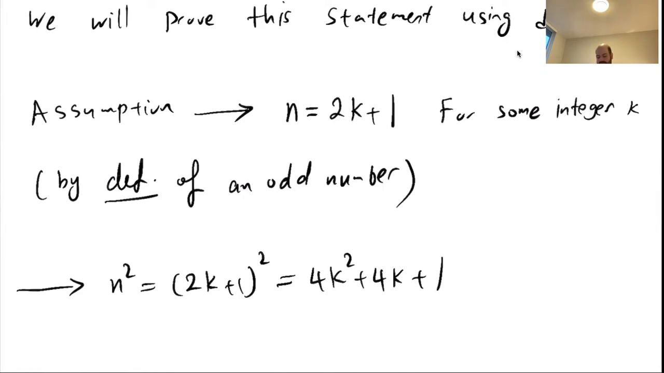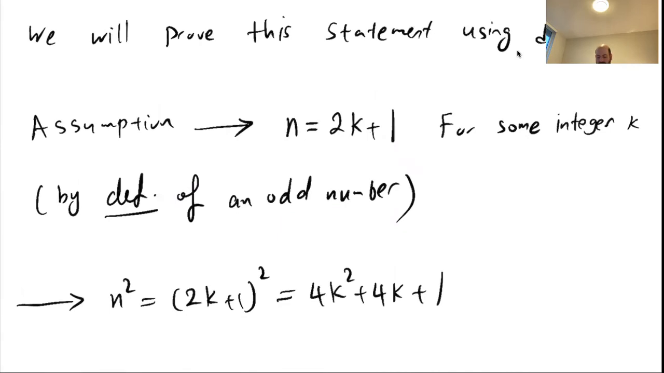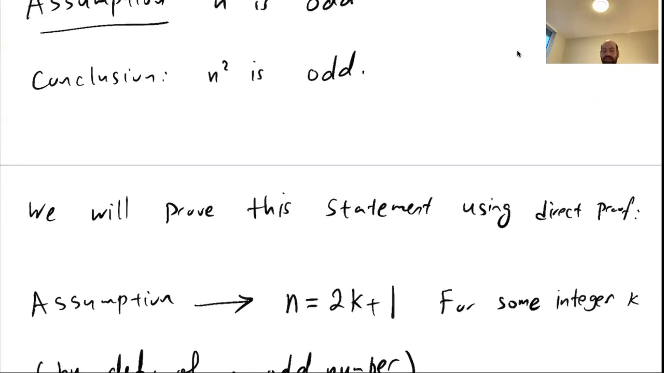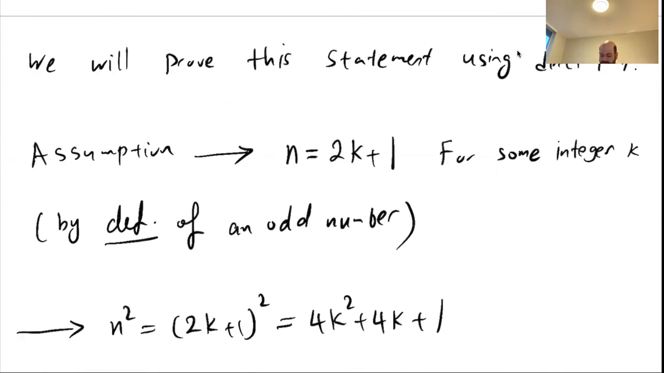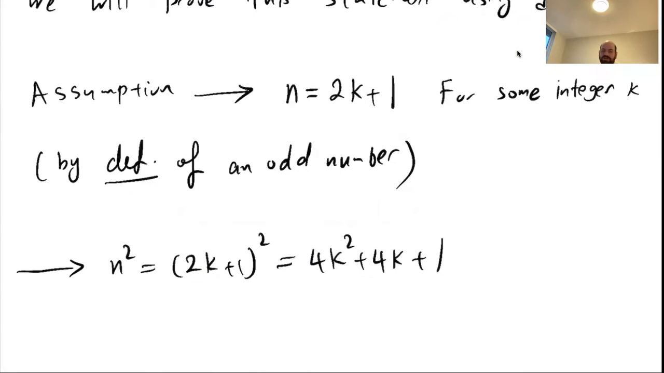2k, the whole squared, is 4k squared. 2 times 2k is 4k, and 1 squared is 1. Okay, I found that n squared is 4k squared plus 4k plus 1. Then what should I do? Again, please remember at the end, I want to reach the fact that n squared is odd. So far, I know that n squared is 4k squared plus 4k plus 1. How can I show that n squared is odd?